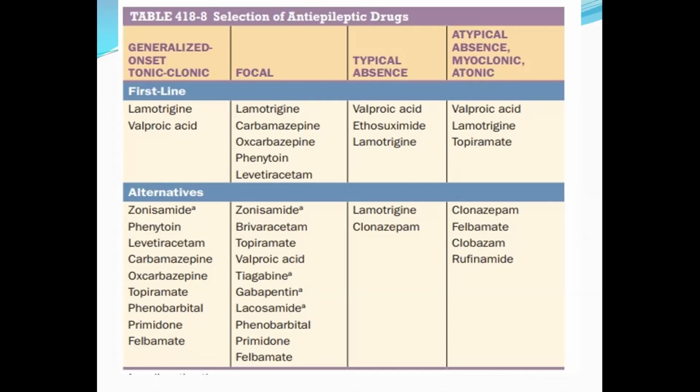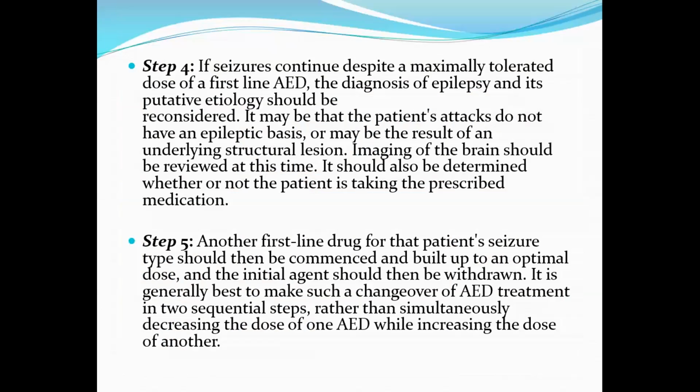In typical absence seizures, the first line drugs used are ethosuximide, lamotrigine, and valproic acid, while the alternative used is clonazepam. In atypical absence, myoclonic, and atonic seizures, first line drugs are valproic acid, lamotrigine, and topiramate, and the alternatives are clobazam, clonazepam, etc.